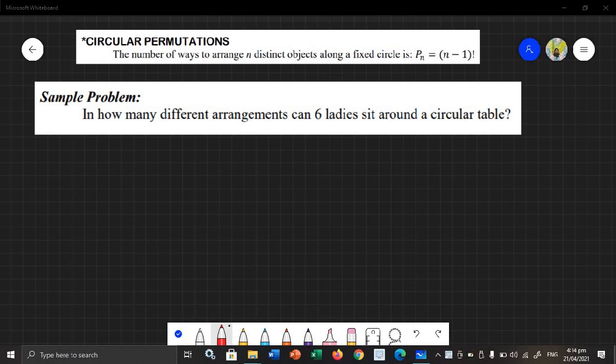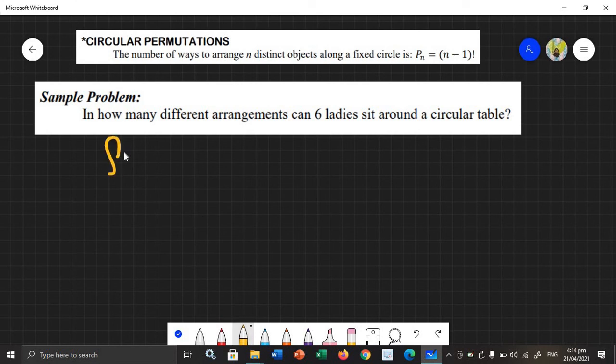So this is an example of a problem regarding circular permutation. In how many different arrangements can 6 ladies sit around a circular table? Usually in circular permutation, they are seating arrangements. If you see the word round, that is circular permutation. So using the formula, we have no other given except one number, and that will be the value of your n. n is equal to 6.